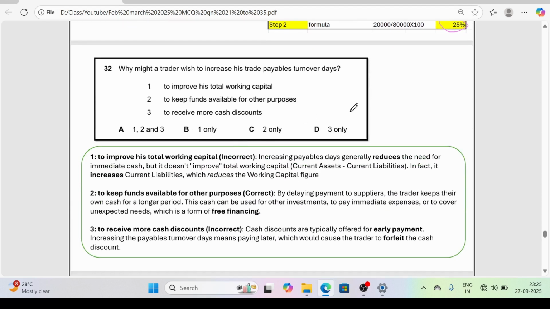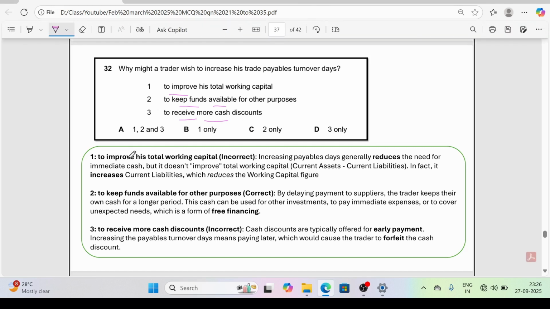We are moving to question number 32. Why might a trader wish to increase his trade payable turnover days? The trade payable turnover equation is trade payable divided by credit purchases times 365 days. Option 1, to improve his total working capital. Option 2, to keep funds available for other purposes. Option 3, to receive more cash discount. Which option is the right one?